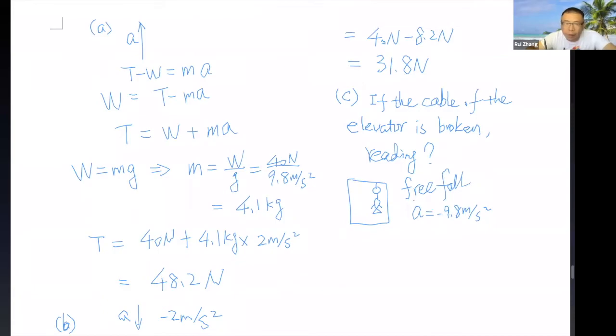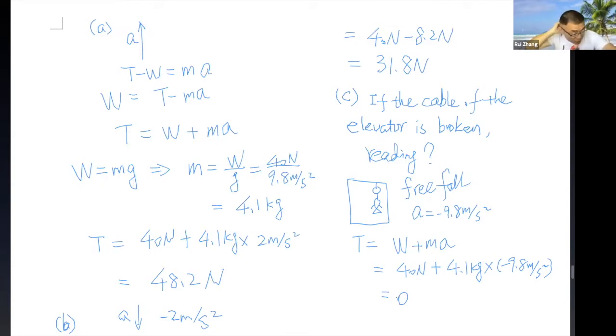You have a equal to negative 9.8. Using the same formula we had here, let me close this window. We can solve for the tension. It's going to be just W plus ma. Now W here is basically the same 40 Newton. And then you have mass, which is 4.1 kilograms, times a, which is negative 9.8 meters per second squared. In this case, the second term becomes mg with a minus sign, but we know that equals the weight, right? So subtracting that gives you exactly 0.